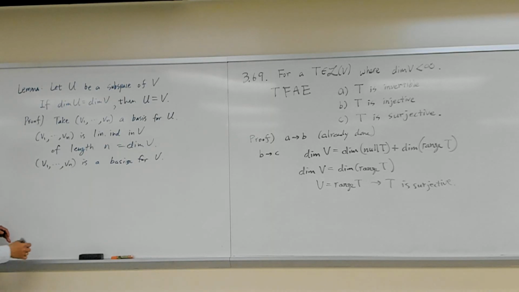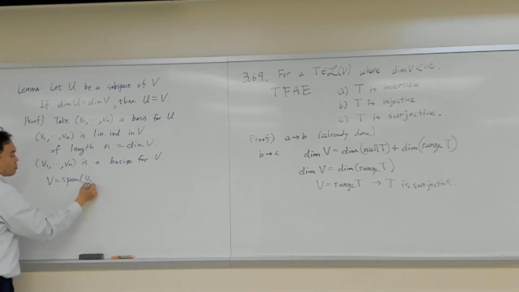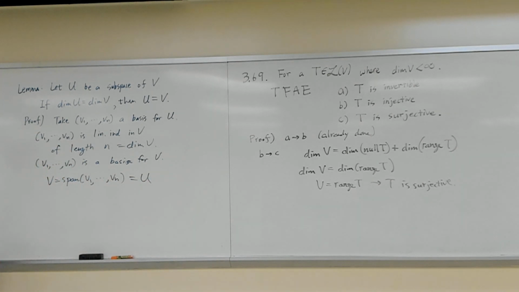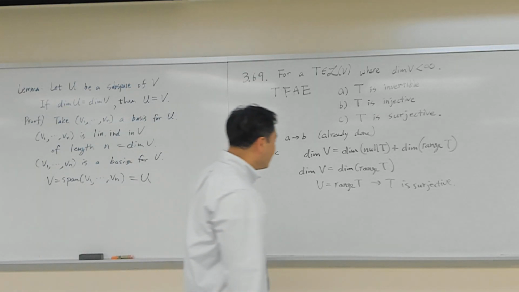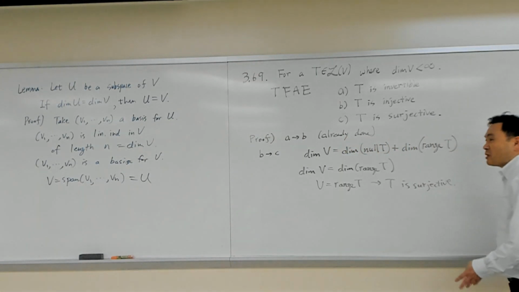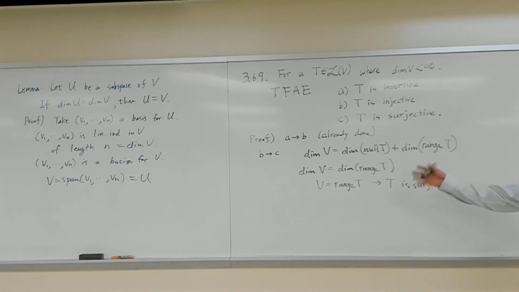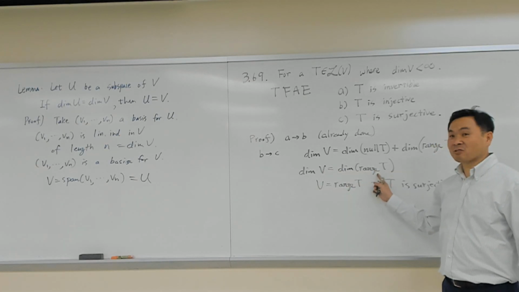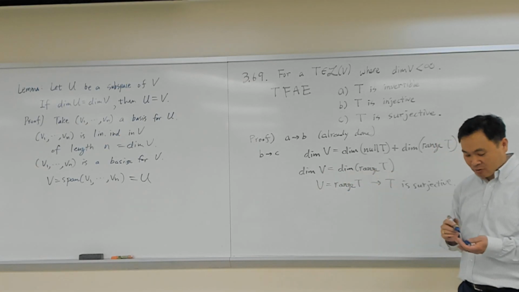But then that means since this is a basis for V, V is equal to the span of v1 through vn, and because this is a basis for U, U is also the span of this, so they're equal. So that's how you prove that. I don't know, maybe it was in some exercises or somewhere, but if the dimensions are the same and one is a subspace of the other, then they have to be equal. So that's done.